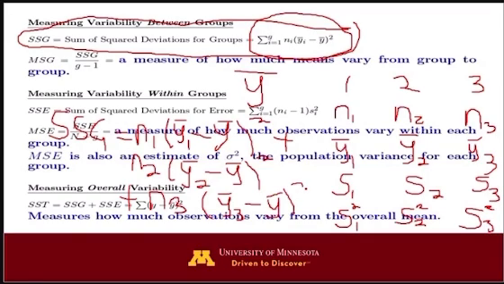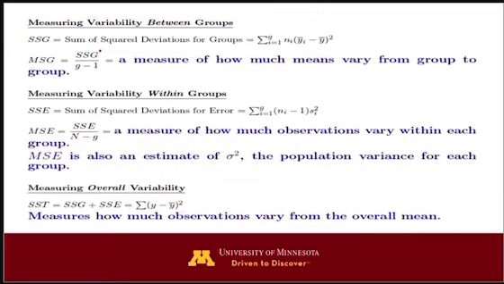Now, if you add that together, you're getting the variation between groups, which we call the SSG. The moment you get the variation between groups, the next thing you're going to do is get the MSG. The MSG is the mean square variation for group, which is SSG divided by G minus 1. G is the number of groups. That is the variation between.